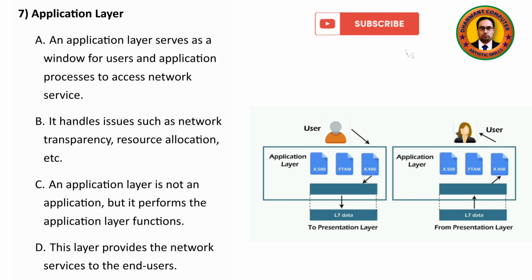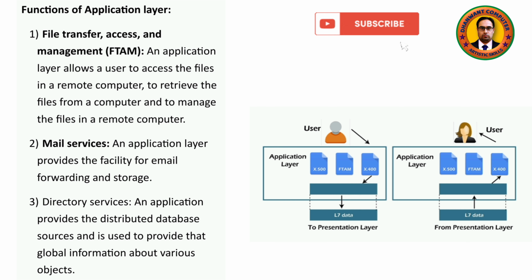7. Application layer. An application layer serves as a window for users and application processes to access network services. It handles issues such as network transparency, resource allocation, etc. An application layer is not an application, but it performs the application layer functions. This layer provides the network services to the end users.